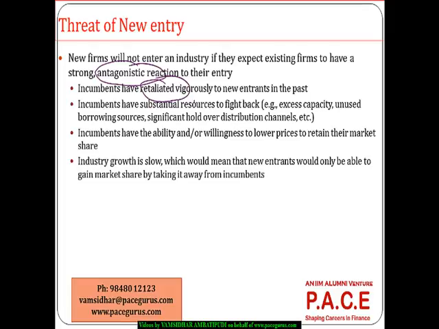And especially if the existing firms have enough resources to fight back. They have excess capacity already, which means they can produce more at a much cheaper cost. They have unused borrowing sources, so they can raise capital at a much cheaper cost. Right? They already have got the approvals for the additional capital, but they did not raise it, so they can raise it at a much cheaper cost and increase the production. They have a significant hold over the distribution channels. They can very well prevent the new firms from accessing these distribution channels, so they can resort to all these means, which means probably the new firms will not show much of an interest to enter into this kind of a business.